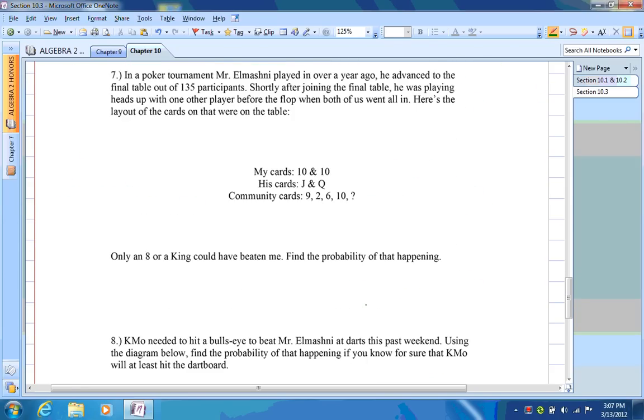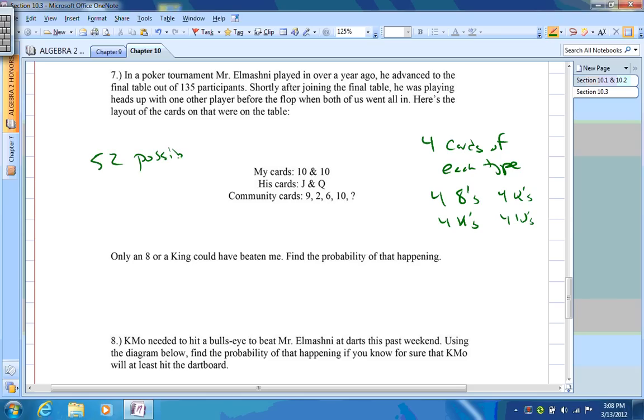Number 7, I'm going to leave for you guys to do on your own. And I'll make a Google Docs form and ask you for the answer to that question. But this one deals with poker. But just so you know, there are 4 cards of each type. So obviously there's 4 8s, there are 4 kings, 4 queens, 4 10s, and so forth. So keep that in mind. And also keep in mind there's 52 possible cards.